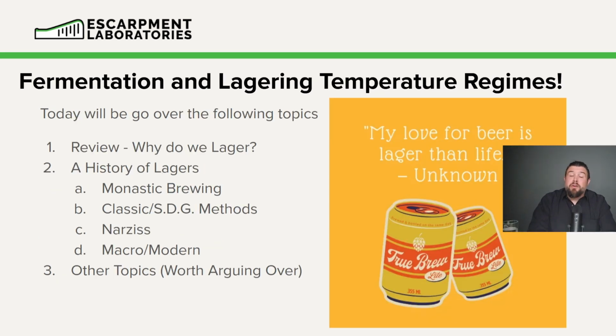We're going to talk about first a little review. Why do we lager? What are we even trying to do with this thing? We're then going to break things down based on when it happened. We're going to go through a little history lesson today. We're going to talk about monastic brewing. We're talking about the classic Czech or S.D.G method. Talk about Narziss and his impact on brewing. We're then going to talk about how Narziss developed everything into the modern macro brewing. We're then going to talk about a few other small topics at the end.